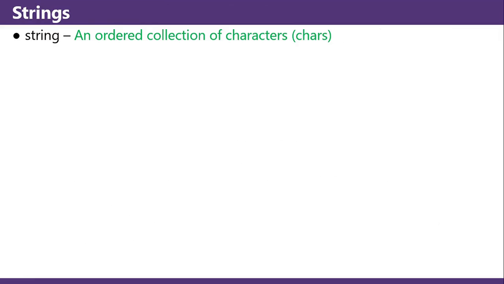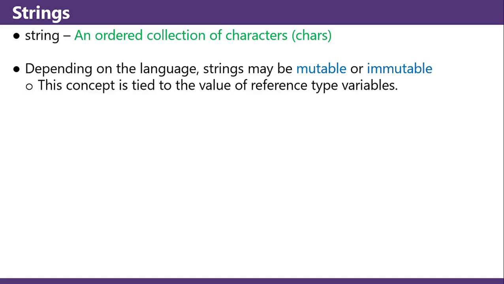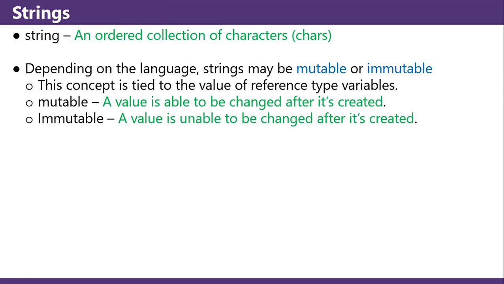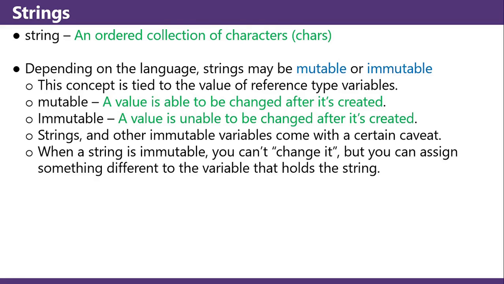Strings. A string is an ordered collection of characters, chars. Depending on the language, strings may be mutable or immutable. This concept is tied to the value of reference type variables. In mutable, a value is able to be changed after it's created, and immutable, a value is unable to be changed after it's created.